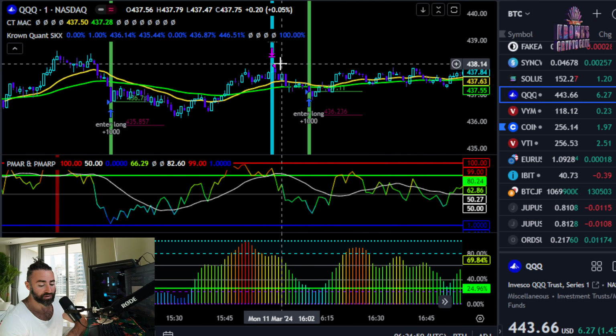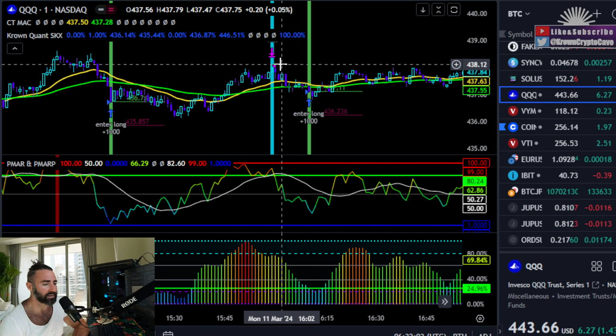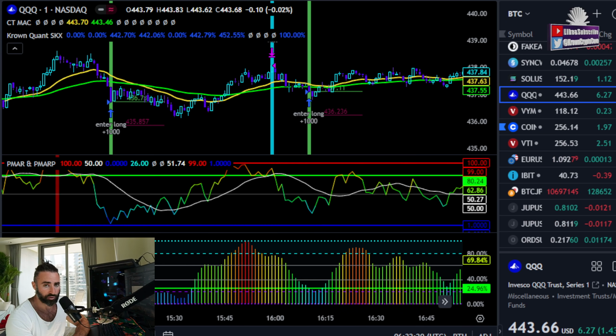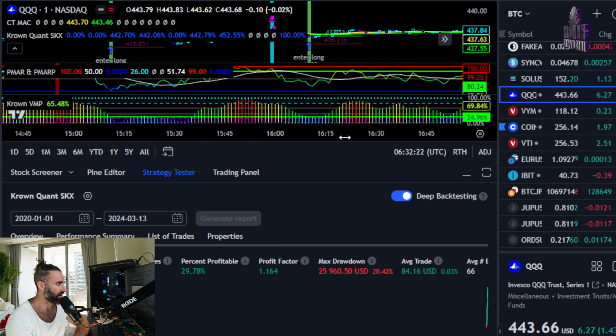So again, this is a strategy that you can play by hand if you're trading traditional markets. I just wanted to show that the Krown Quant automation features will work on traditional markets as well. I mean, the script itself will work on any asset on TradingView. The major thing is that we want to see long-term history, in many cases multiple years. The more history that we do have, the better.